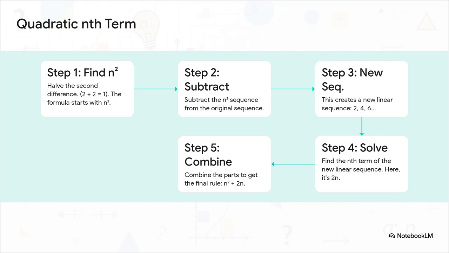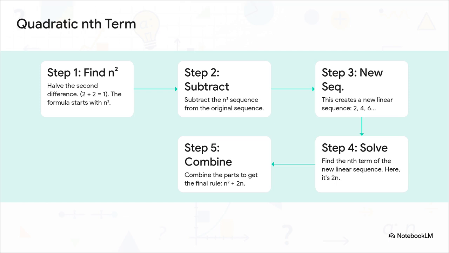Okay, here's the 5-step method. Stick with me. Step 1. Take that second difference, which was 2, and you have it. Half of 2 is 1. That tells you your formula starts with 1n squared, or just n squared. Step 2, write out your original sequence, and right underneath it, write out the n squared sequence.